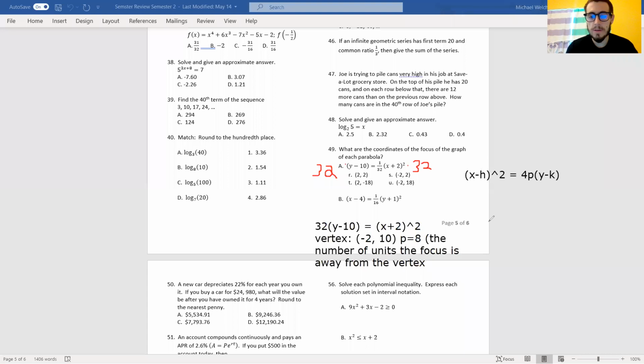Now, this is where we just have to use as much common sense as possible, because our vertex is here, -2, let's say here, 10. And we know that this is a positive number. It means our parabola is going to open up. Now, the reason that's important is because the focus is somewhere inside the parabola. It is the distance from the vertex up to here. The focus is P away. So in this case, that's 8 units.